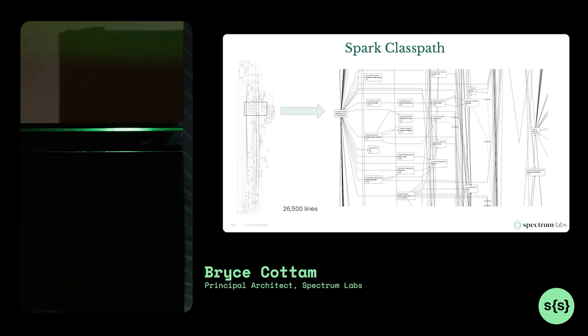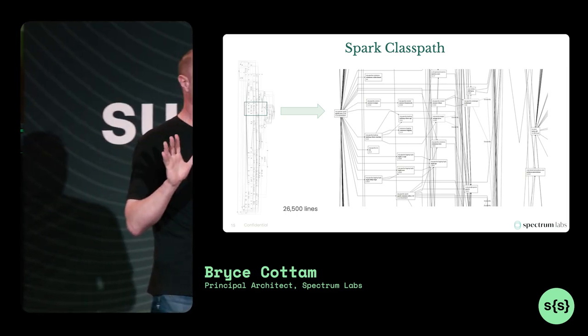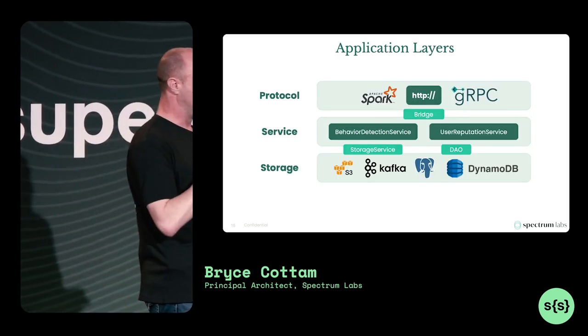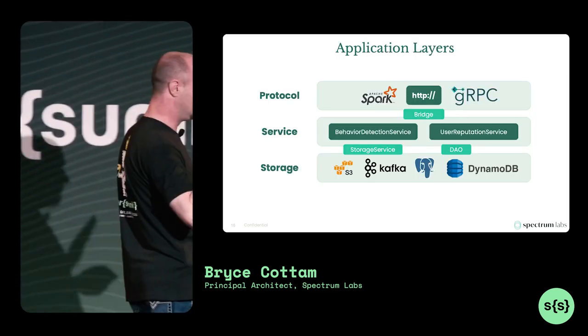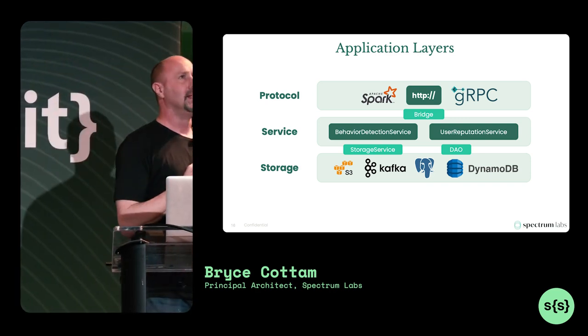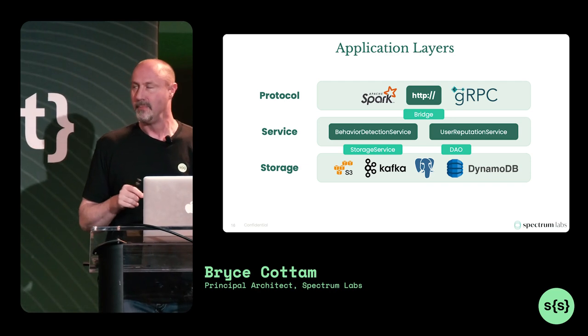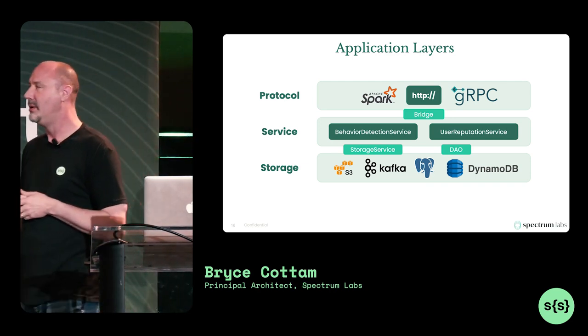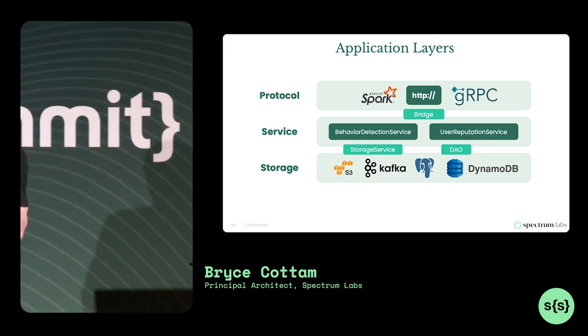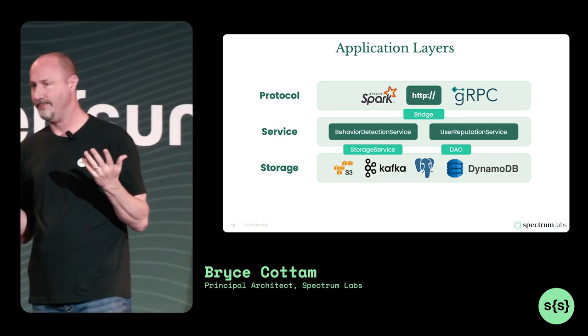I often reference three insanely coarse layers of an application. There's so many nuances between these, but let's just go with these three. First is the protocol. And by protocol, I don't mean like the P in HTTP, although there's overlap. It is the context and the input format that you get your raw data in.